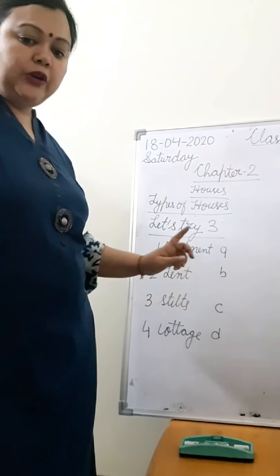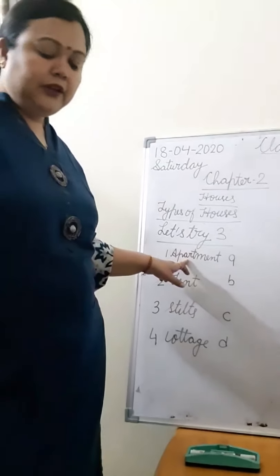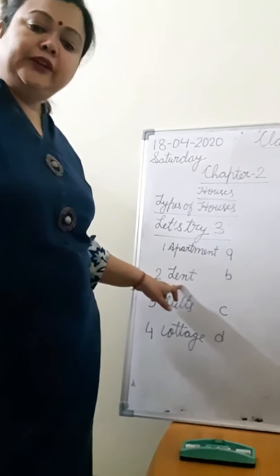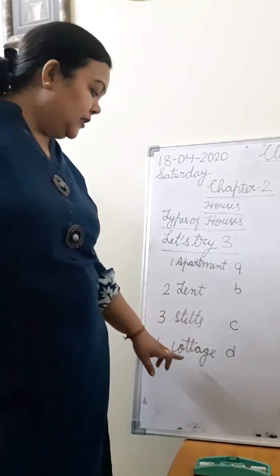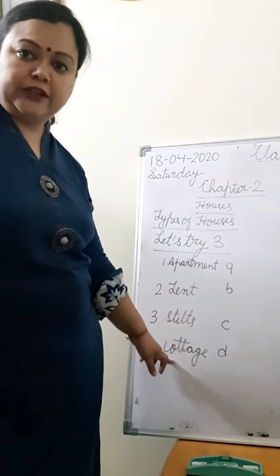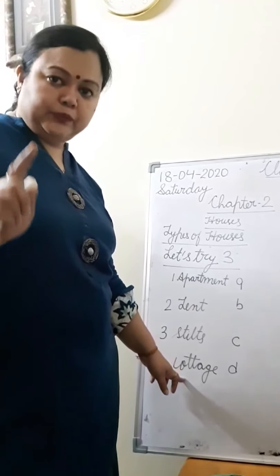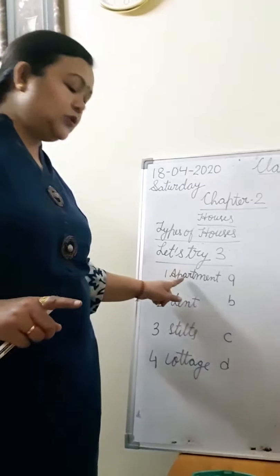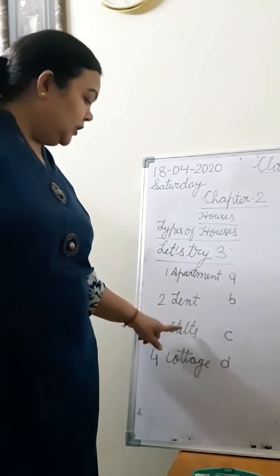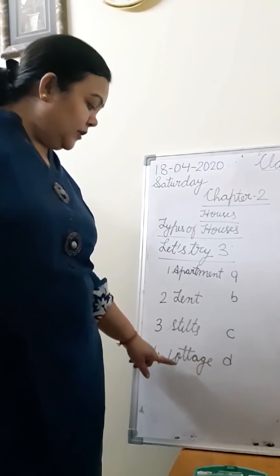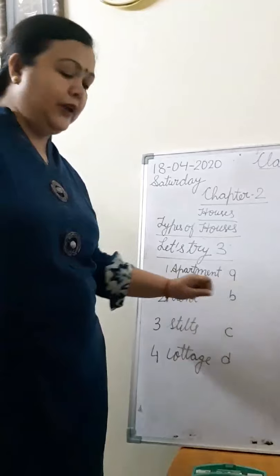So what we can see, the first picture is of an apartment, the second picture is of a tent, the third picture is of a stilt house, and the fourth picture is of a cottage. You have to identify the type of houses. Okay, so the first one you identified as apartment, the second one as tent, the third one as stilt, and the fourth one as cottage.